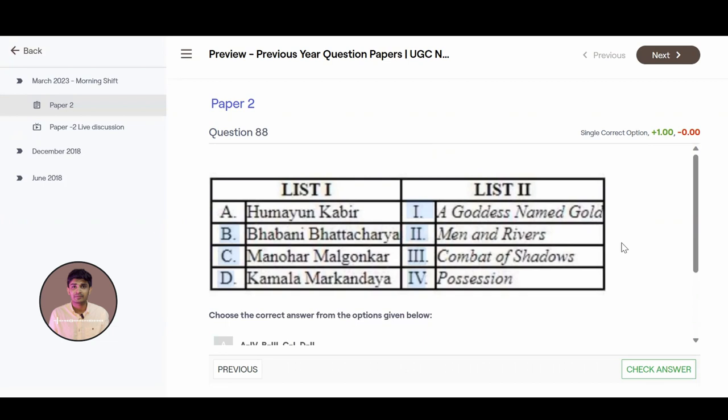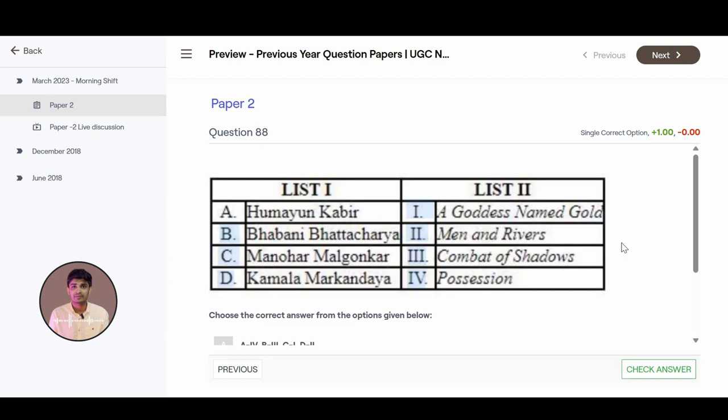Next question. Again, match the following. Humayun Kabir, Babani Bhattacharya, Manohar Malgunkar, Kamala Markandeya. Name of the writers. Humayun Kabir, Babani Bhattacharya, Manohar Malgunkar, and Kamala Markandeya. On the other side you have A Goddess Named Gold, Men and Rivers, Combat of Shadows, Possession.